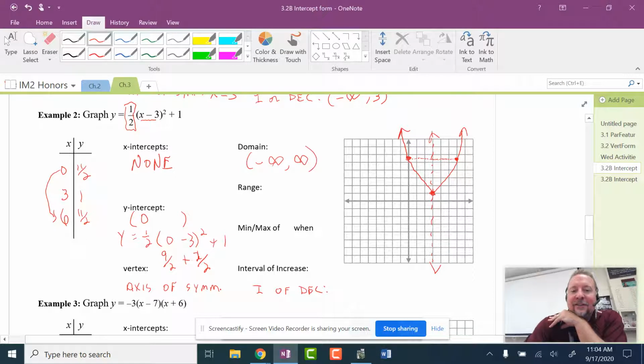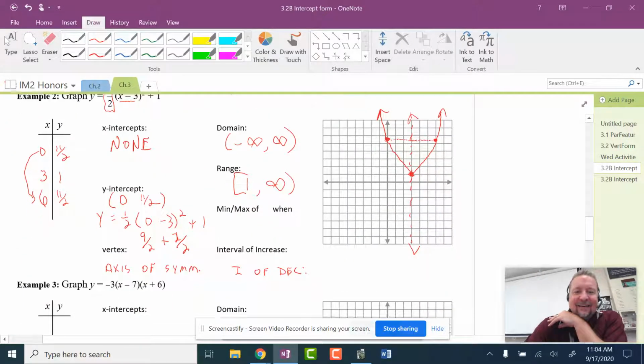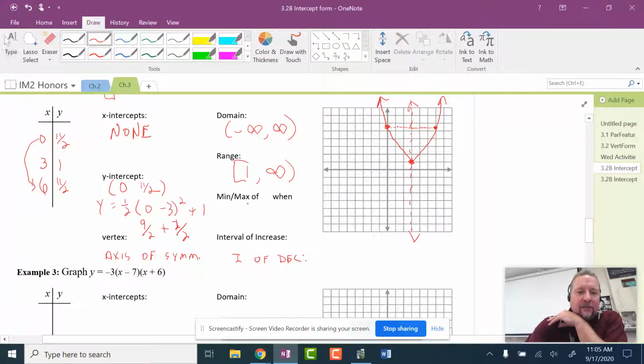Range. What's the range? Nice. Correct. You're done. Oh, you didn't say bracket, but I'm sure you knew that. Okay, and then what's that? Oh, okay. All right, gotcha. All right, and then the minimum is, sorry, yes, it is a minimum. It is a minimum again, and that's at 1 when x equals 3.